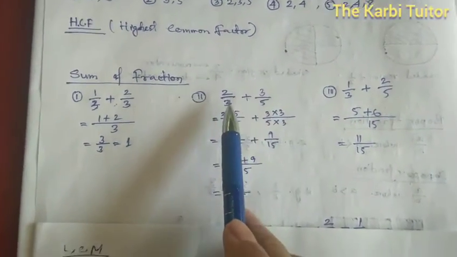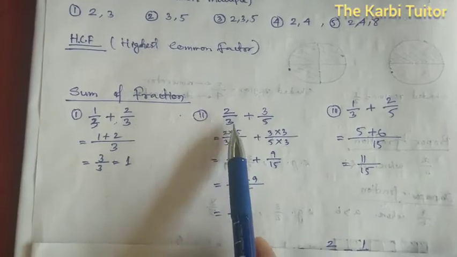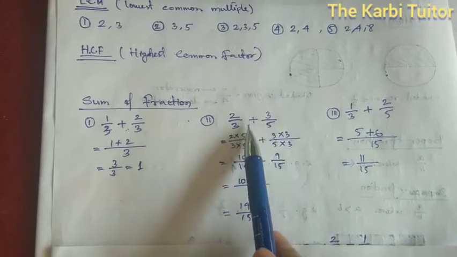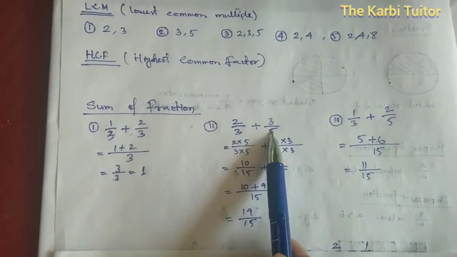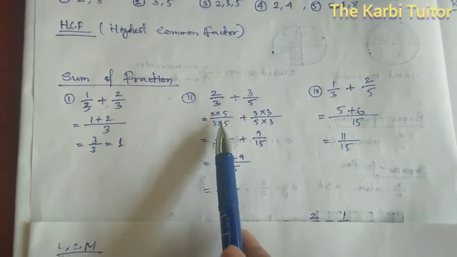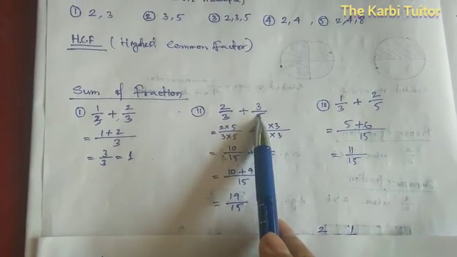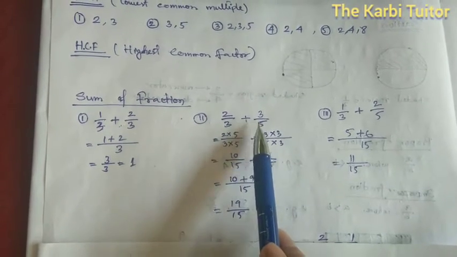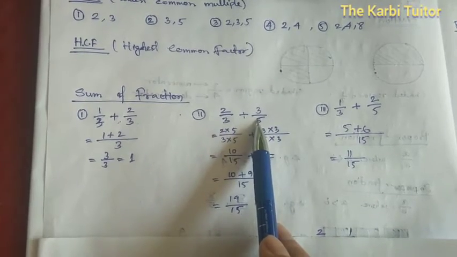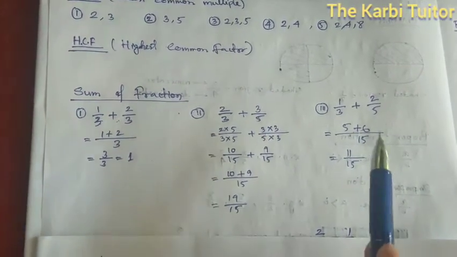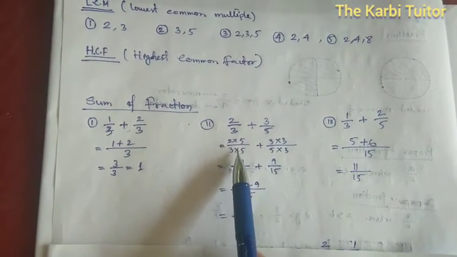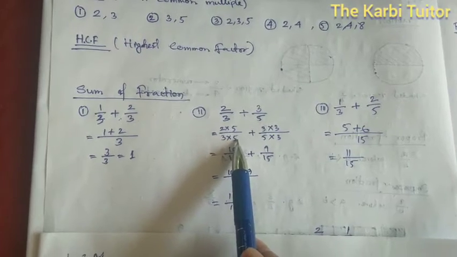Then see for this one, 2 by 3 plus 3 by 5. Here the denominators are not the same, that means not like fractions, so we have to make them like fractions. That means we have to make the denominators the same. So we have to take the LCM here. So LCM of 3 and 5. This is prime, this is prime, so LCM is obviously their product, 3 and 5. So 15.